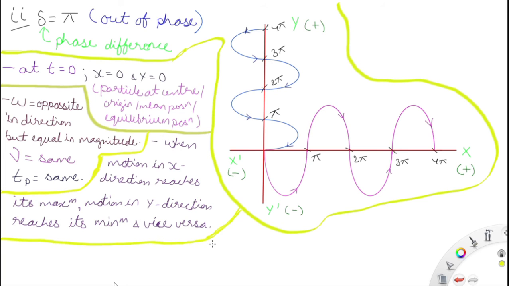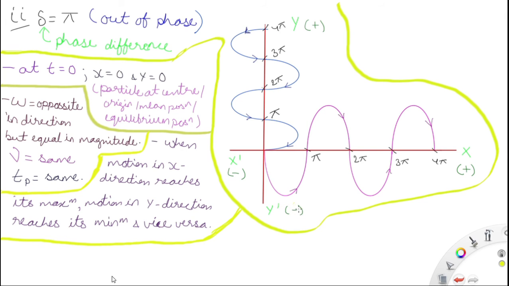This has been shown in the figure also: when this is achieving its highest value, here it is achieving the same lowest value at the same time, because everything is the same. Omega is same, nu is same, T is same. The amplitude may be different, may be equal, but the rest of the things are the same.